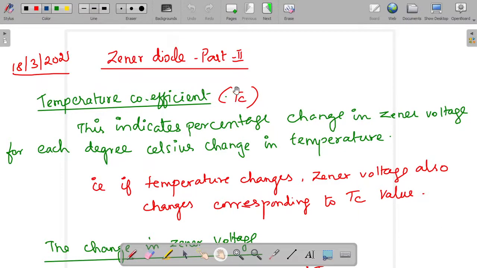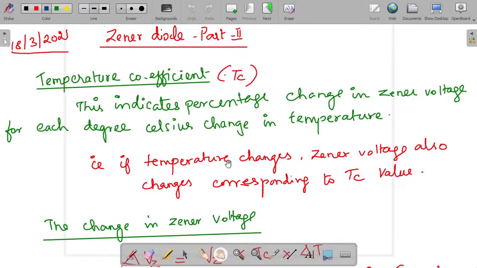See about the temperature coefficient of zener diode. Okay, so what is this temperature coefficient? Actually, this is indicating the percentage change in the zener voltage for each degree Celsius change in the temperature.